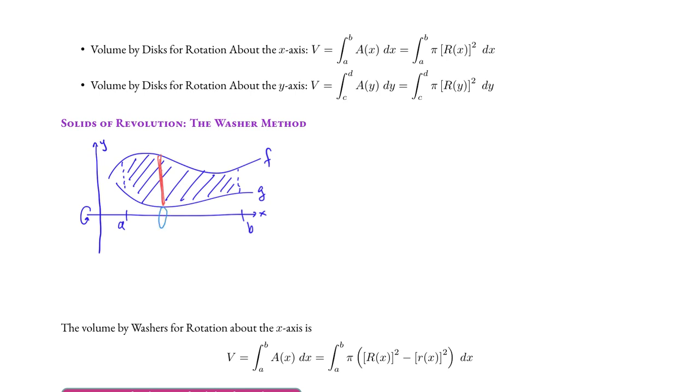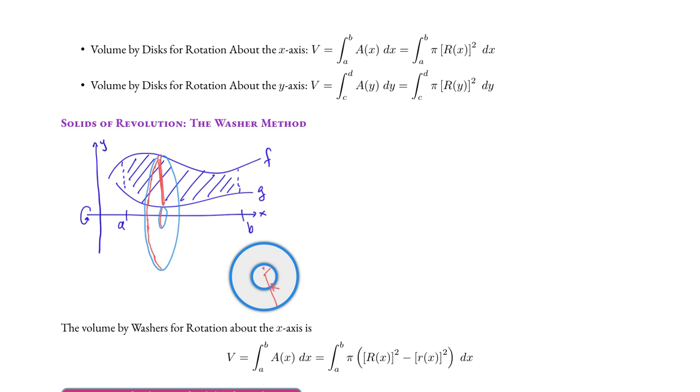The cross-section is a disk with a hole in the middle with the thickness being delta x. This is called an annulus. To find the volume of this disk, we first find the area of this cross-section.